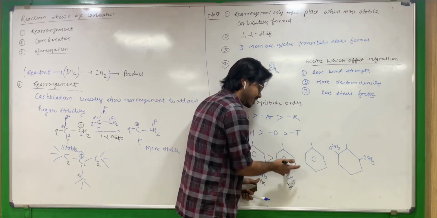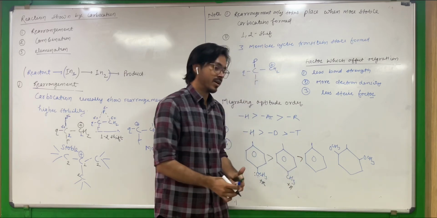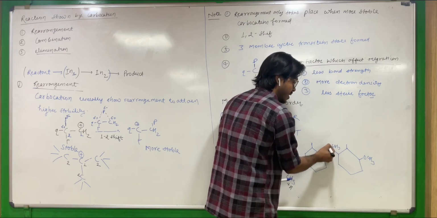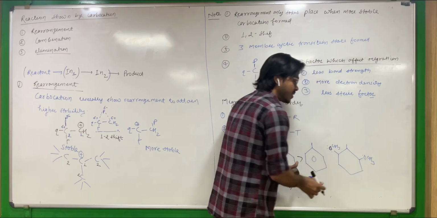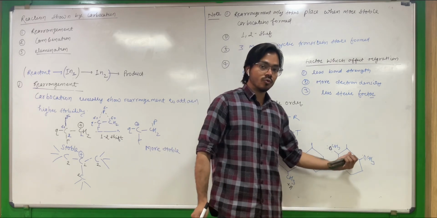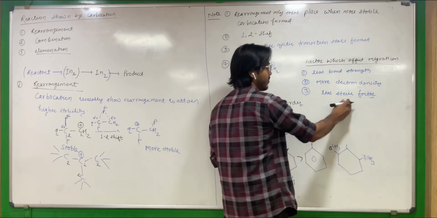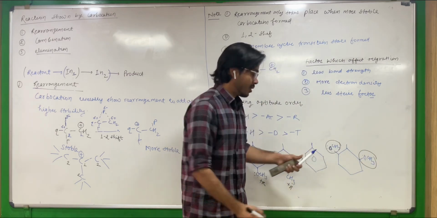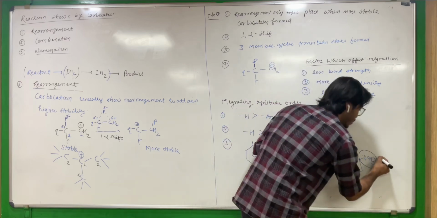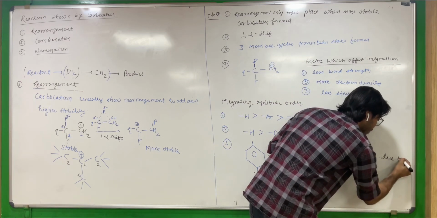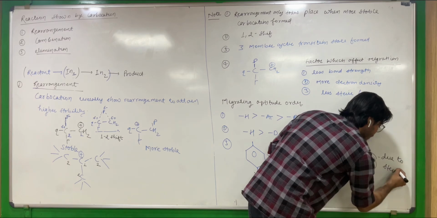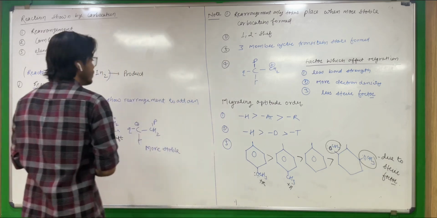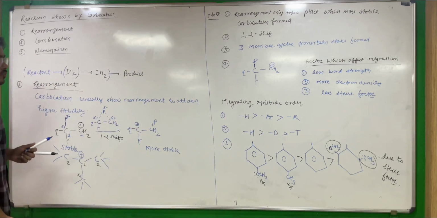Now between this and this, this has more electron density, so this has more migrating aptitude. But if you see this case, you will say this has two plus R effects from the two OCH3 groups. But we also have to see the steric factor. In this case, due to the two large OCH3 groups, more steric factor will be there. So it has the least migrating aptitude due to the steric factor. You have to remember this migrating aptitude order, very important.